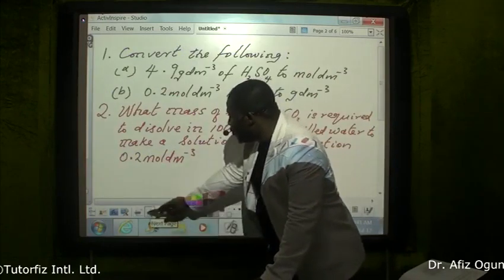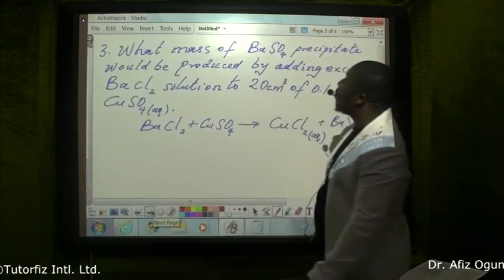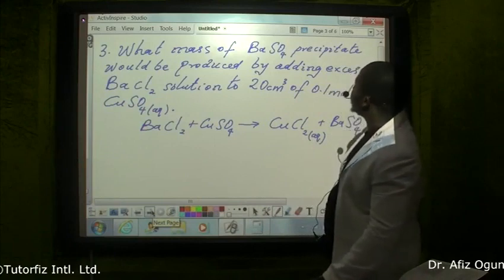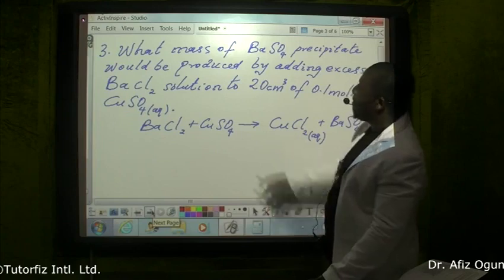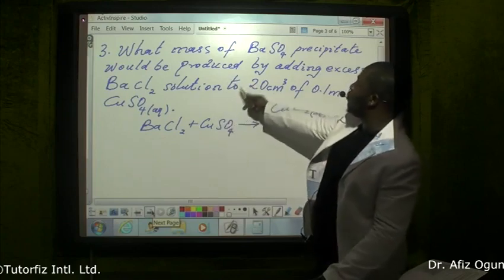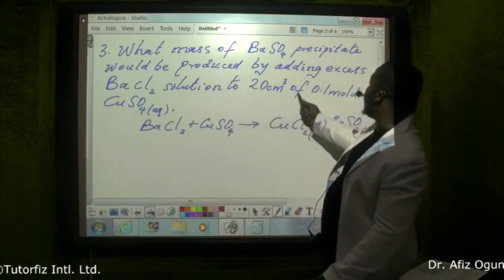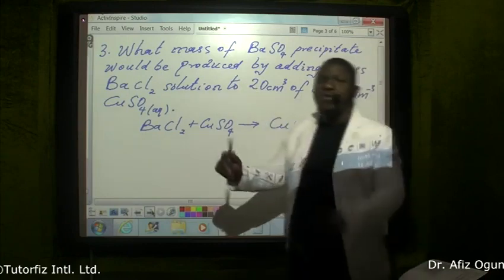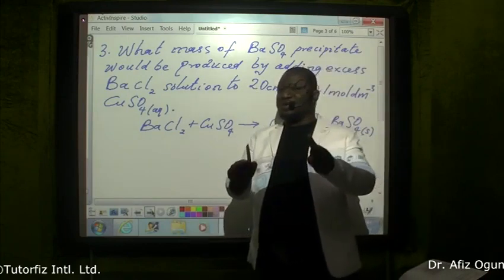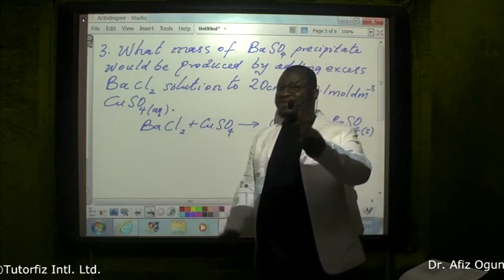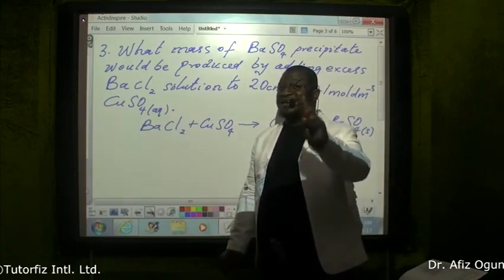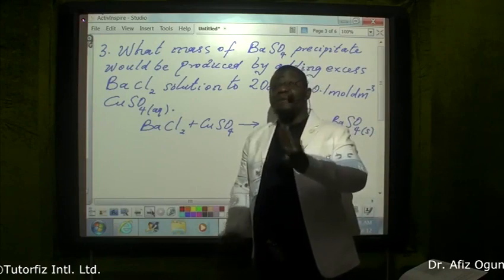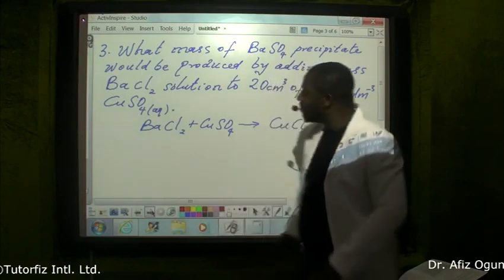Let's look at another question. What mass of barium sulfate precipitate will be produced by adding excess barium chloride solution to 20 cm³ of 0.1 mol/dm³ copper sulfate? One thing I will tell you first, don't be scared. Calm down. It is as easy as ABC. Please don't be scared.